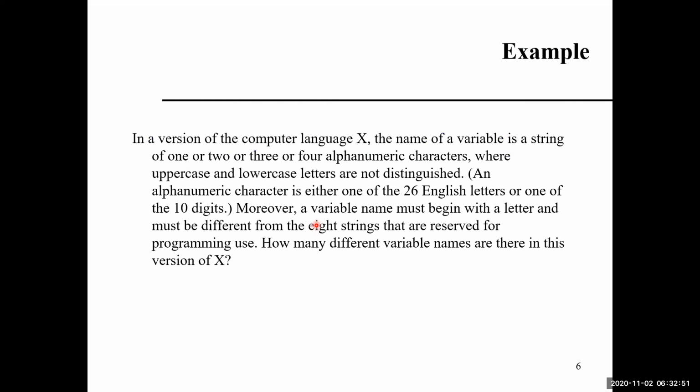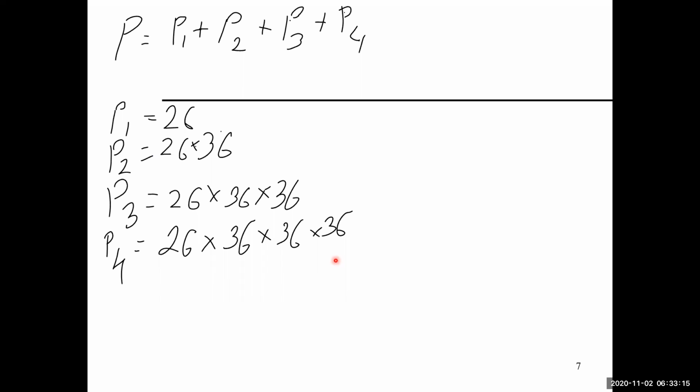Consider the next example. In a version of computer language X, the name of a variable is 1 or 2 or 3 or 4 characters long, and a variable name must begin with a letter and must be different from 8 strings that are reserved for the programming. How many different variable names are there in this version of X? So I'm leaving the algebra for you all, but let me just put it across.